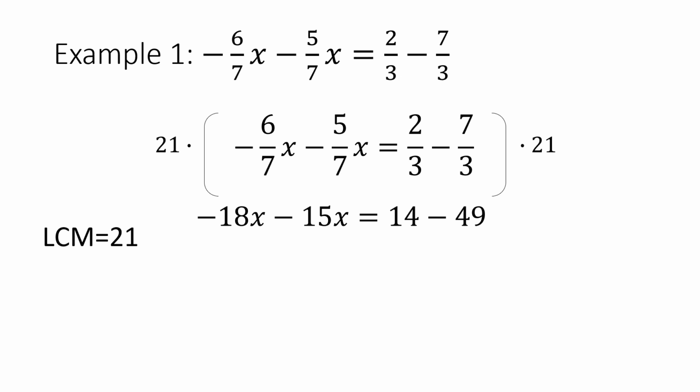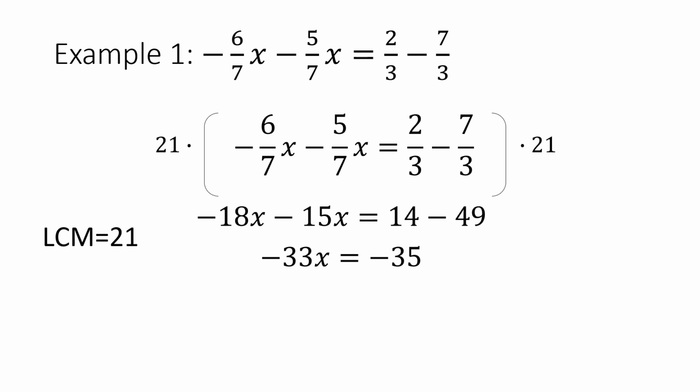And here, all my variables are on the left and my numbers are on the right. So now I just need to simplify both sides of my equation. So I have negative 18x minus 15x. That gives me negative 33x. And then 14 minus 49 gives me negative 35.